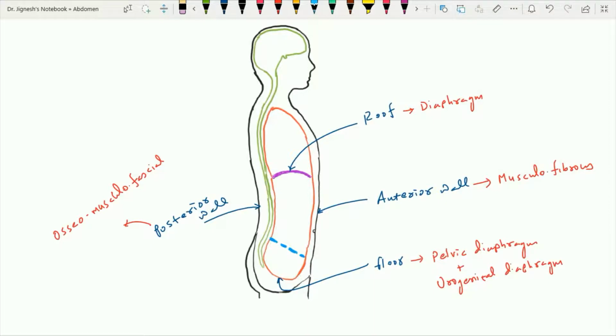Along with them there are many muscles, nerves as well as vessels present, and along with it there are attachments of the folds of the peritoneum. So this is the brief introduction of the abdomen and its boundaries.